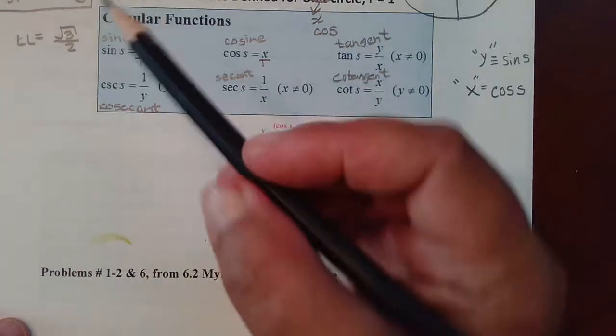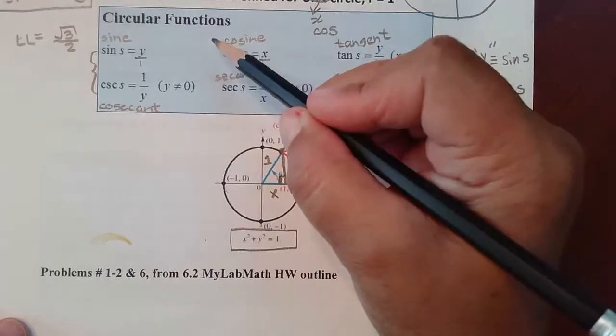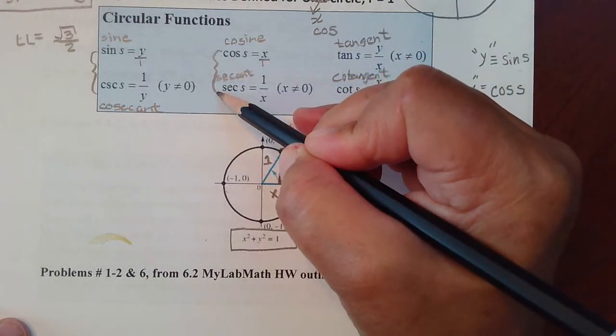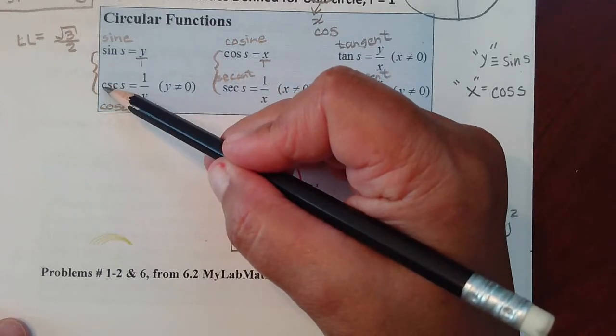And then maybe you can memorize these reciprocal pairs. This pair seems to be a little bit hard for students to memorize, and so does this one. Just remember, one starts with an S, one starts with a C.